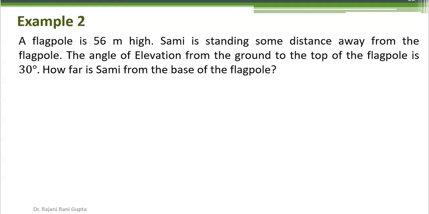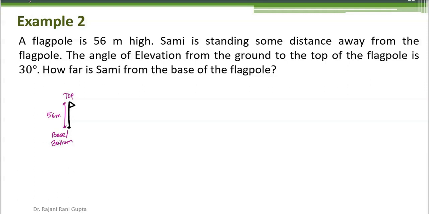So what is it? A flagpole is 56 meter high. So you have a flagpole, and it is given that this is 56 meter high. So the height of this flagpole is 56 meter. When you write the height, this is the top, this is the base. Sometimes they call it the bottom of the flagpole.